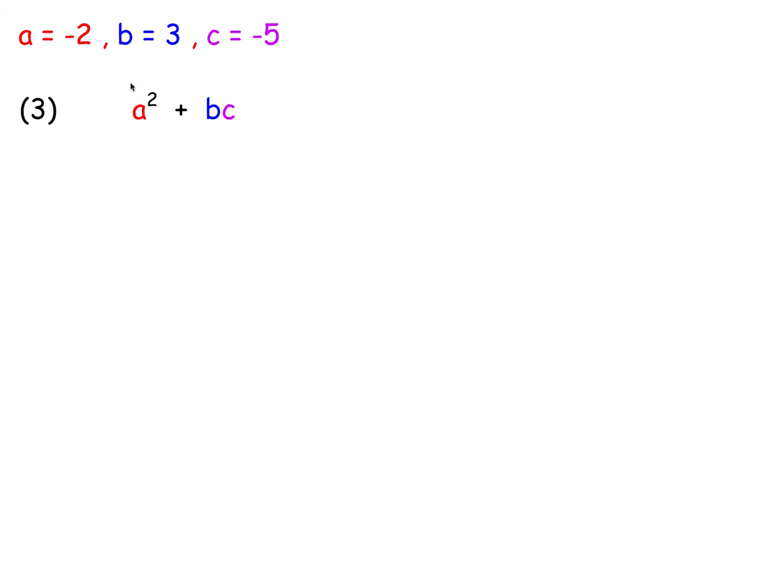So here's the same as ABC. A squared means A times A. BC means B times C. Do the multiplications first. Make the substitutions. A is negative 2. B and C are 3 and negative 5.